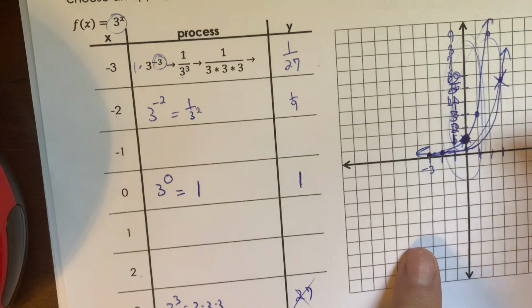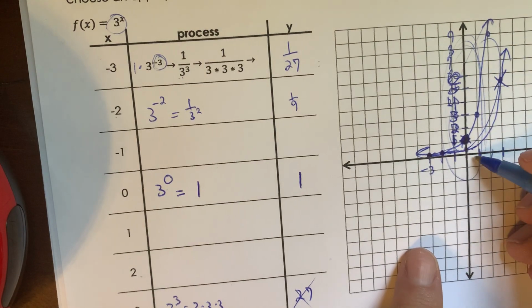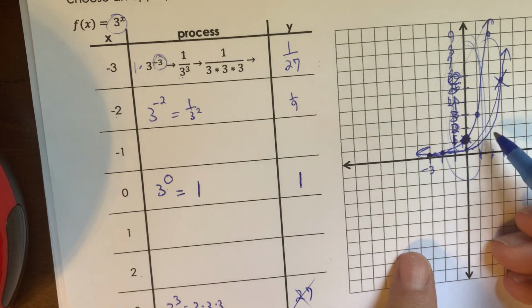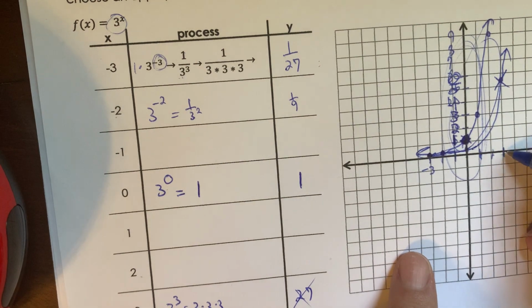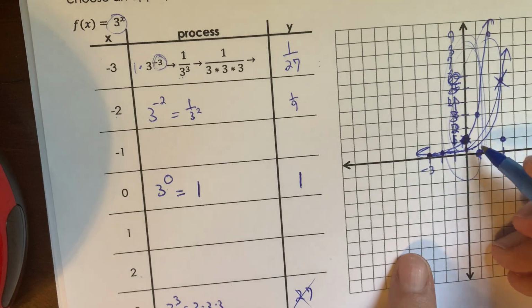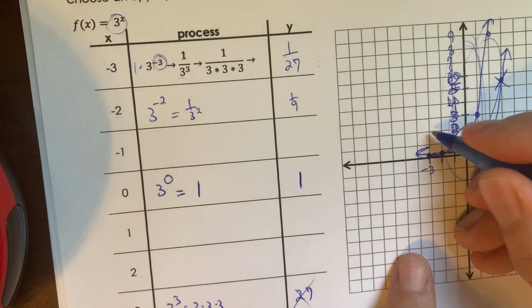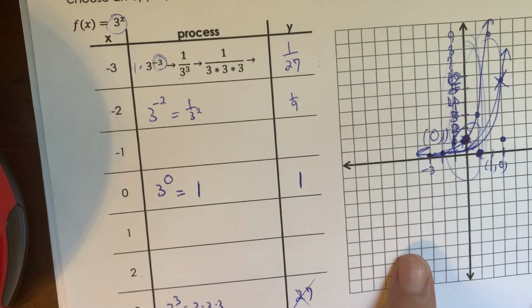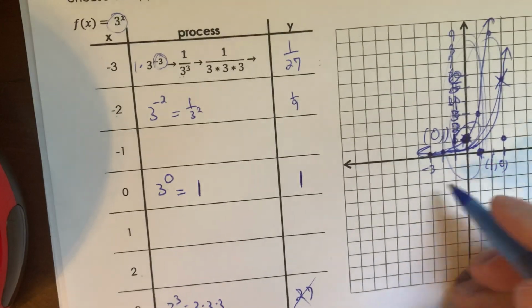If we did it this way, the inverse function, instead of having a point at (2, 9), would have a point at (9, 2). Instead of having a point at (1, 3), would have a point at (3, 1). And all log parent functions have a point at (1, 0), because all exponential functions have a point at (0, 1). So the log parent function has a point at (1, 0).